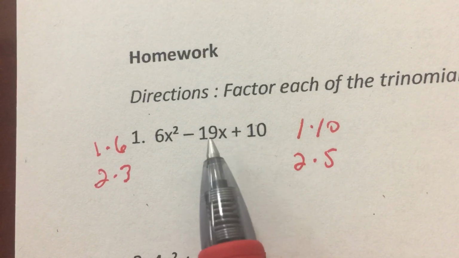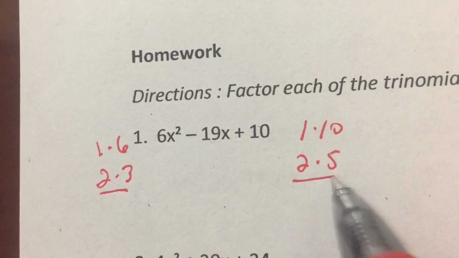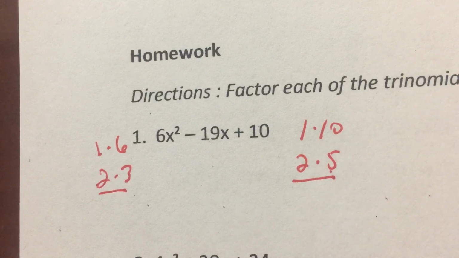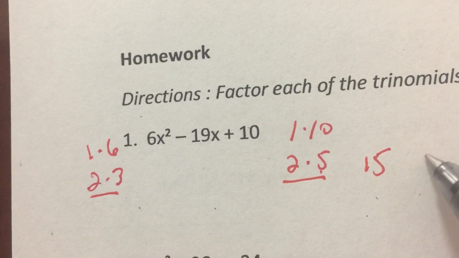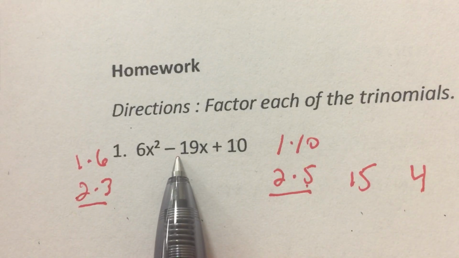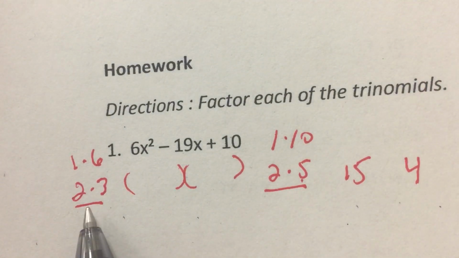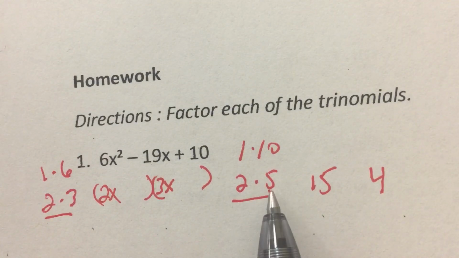When I'm thinking about numbers that add to make 19, I actually see it here, these two. Because a 3 times a 5 would make 15, and a 2 times a 2 would make 4. And 15 plus 4 would give me a 19 in the middle. So that's my combination. My x's at the beginning have to be 2x and 3x. My back numbers have to be 2 and 5, but I have to, again, be very strategic about this.